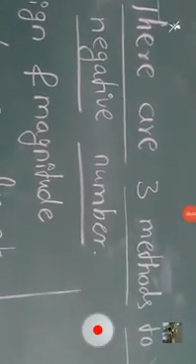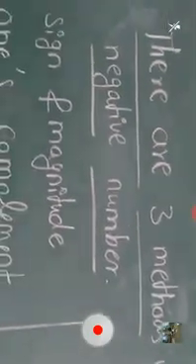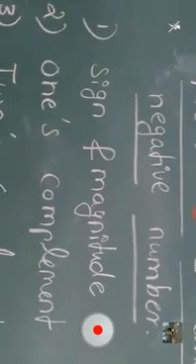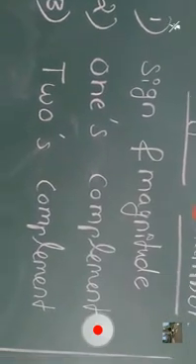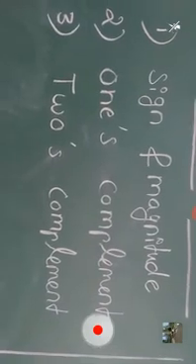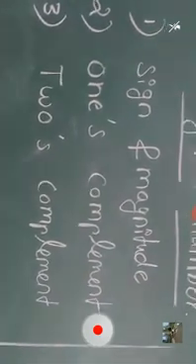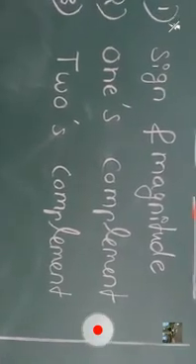There are actually three methods to represent the negative numbers. Students, you can see here, first method is sign and magnitude, second method is ones complement technique, third technique is twos complement method. For our syllabus we have ones complement technique and twos complement technique. So let us learn what is ones complement technique.